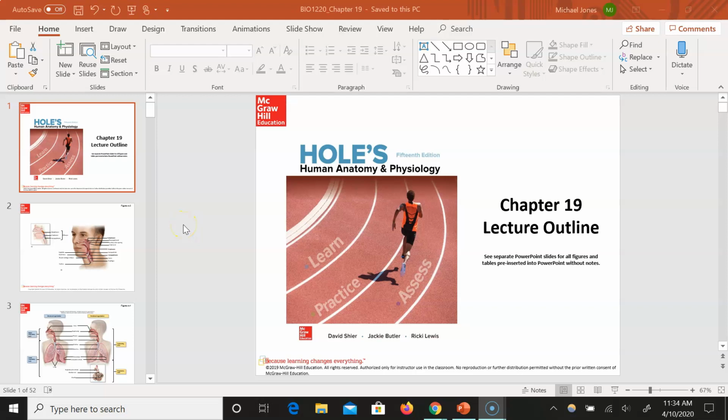Okay, ladies and gentlemen, we're going to talk about the respiratory system here. This is going to be the first part. The first part is going to talk more about what's known as ventilation. You can break breathing down into various components. The first part we're going to talk about here is what's known as ventilation. Ventilation is getting air into your lungs.